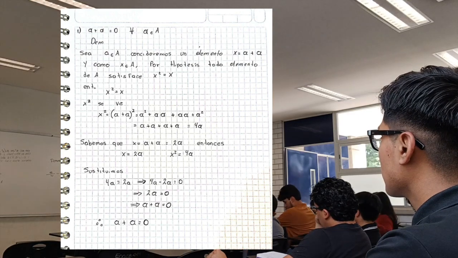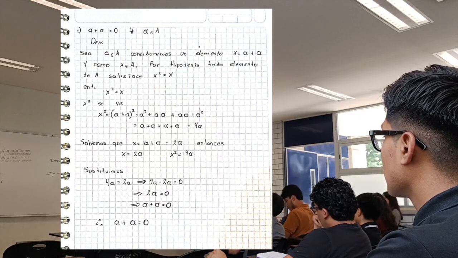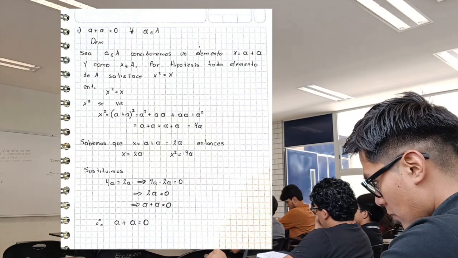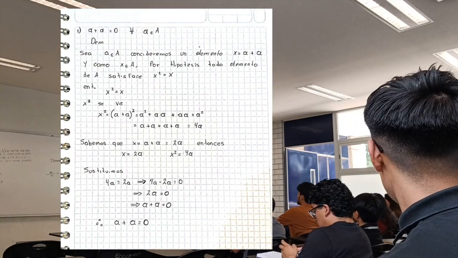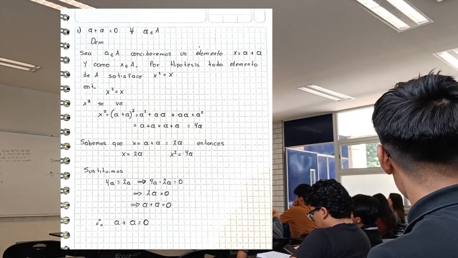In a Boolean ring, where squaring any element gives back the same element, adding any element to itself always equals 0. Well, that's all for me. Bye.